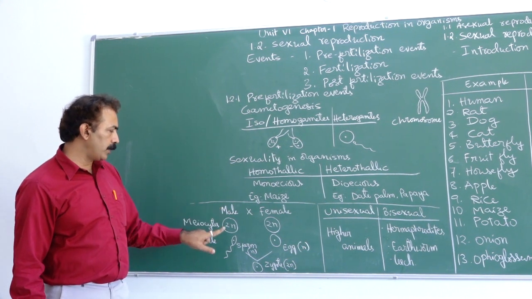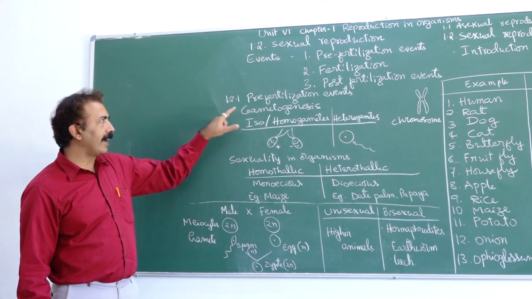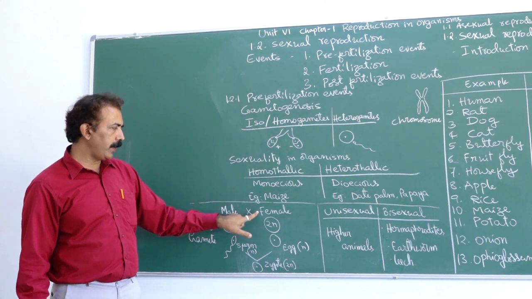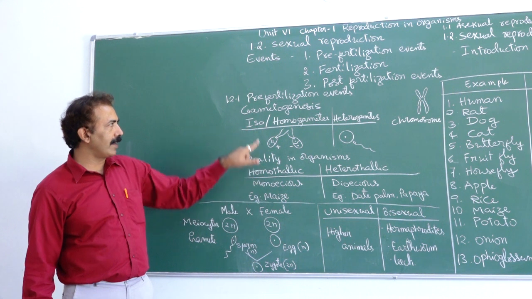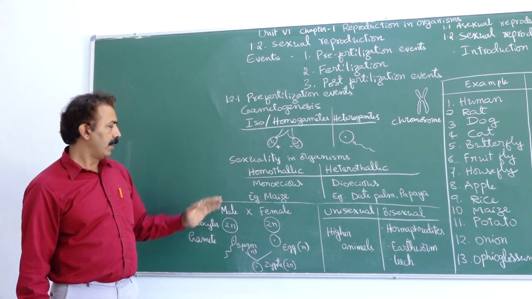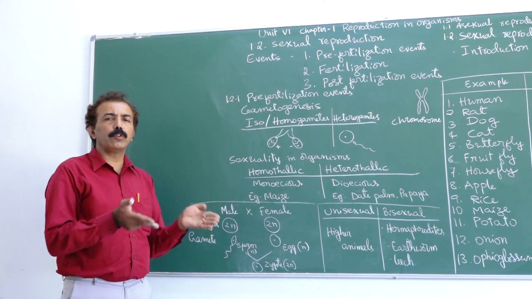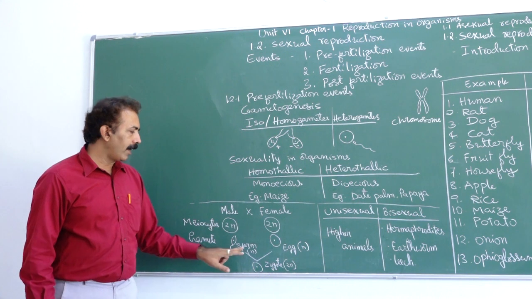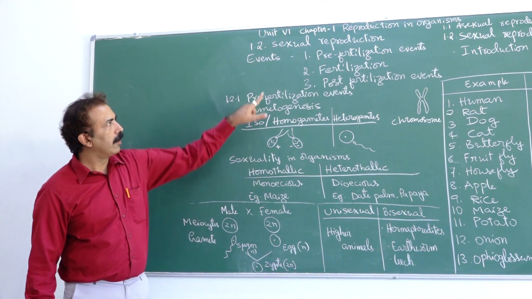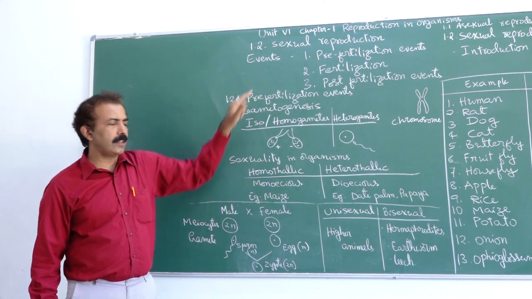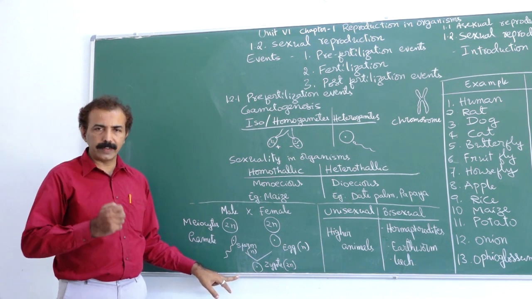The male organism produces the male gamete called sperm. This process is called gametogenesis. The female organism produces the female gamete, the egg. This process is again gametogenesis. Gametogenesis is followed by gamete transfer. They are made to meet each other. They unite. The union of gametes is called fertilization. And fertilization is followed by development, which is a post-fertilization event.